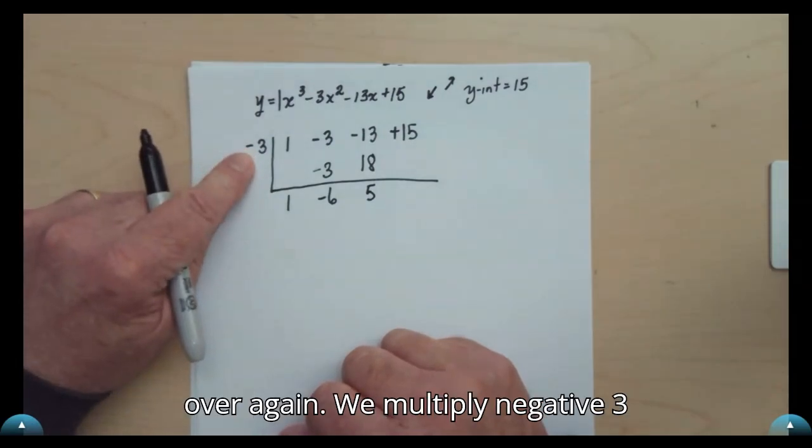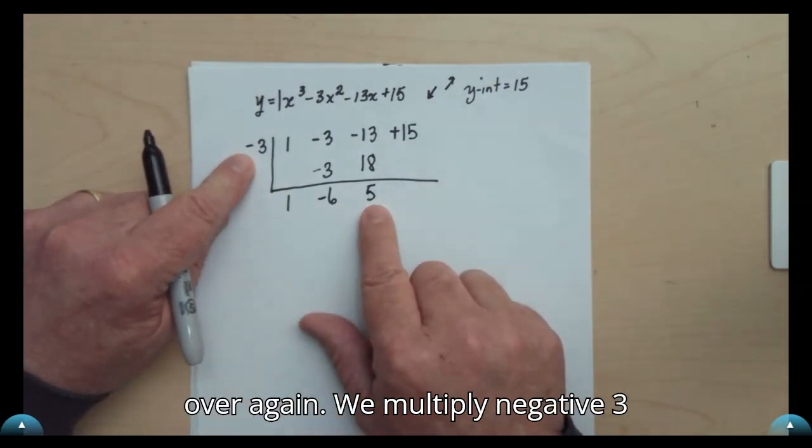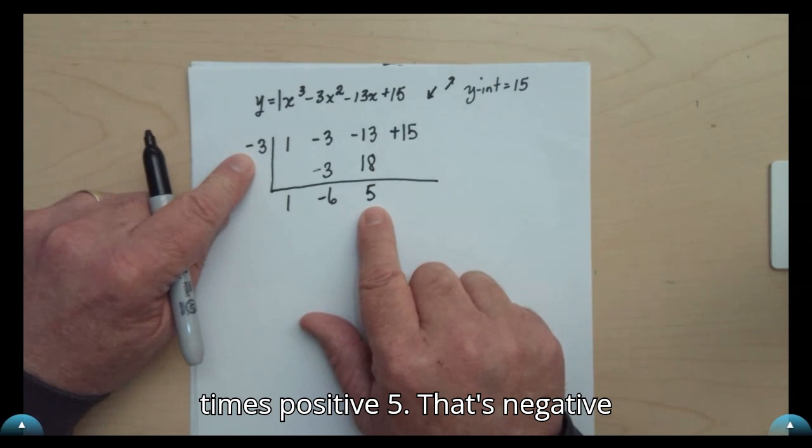And now we do it all over again. We multiply negative 3 times positive 5. That's negative 15.